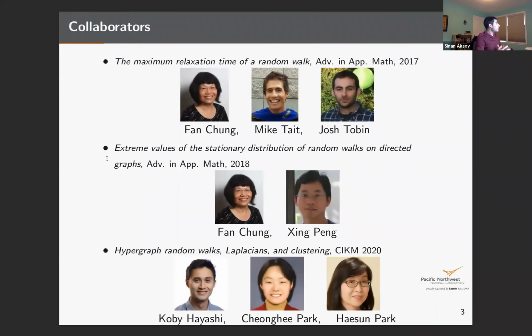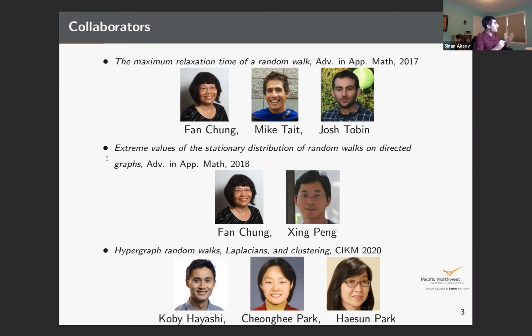Off the bat, I of course want to mention some of the collaborators who've worked on the work I'm going to talk about today. In this first part, that's joint work with Fan Chung at UC San Diego, Mike Tate at Villanova, and Josh Tobin. In part 1b on the random walks on directed graph stuff, some of that comes from this paper, which is again joint with Fan Chung and Xing Peng from Tianjin.